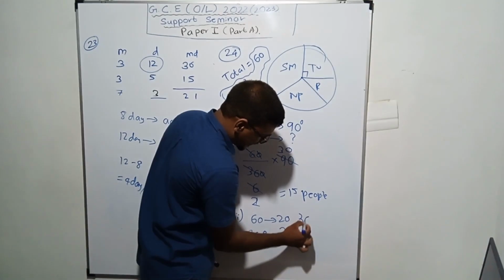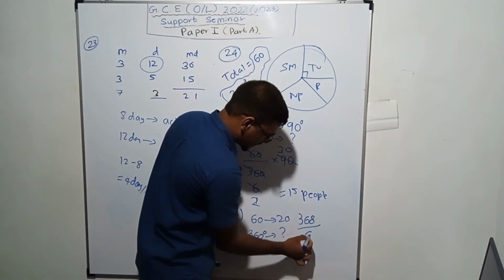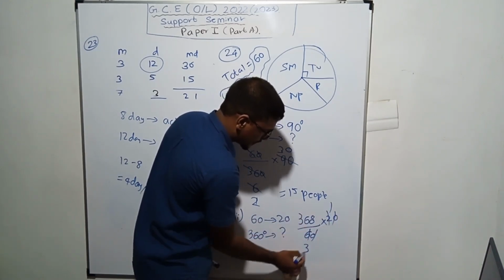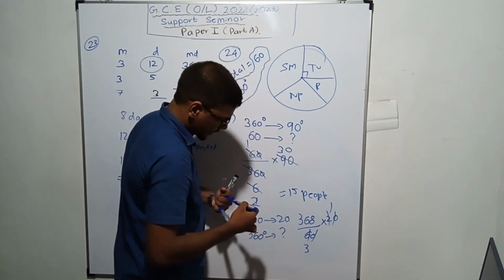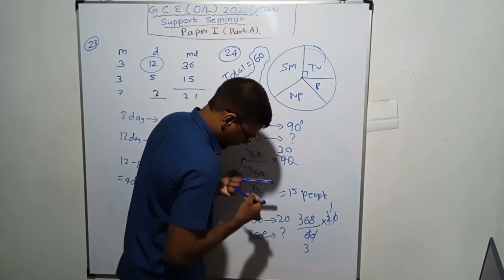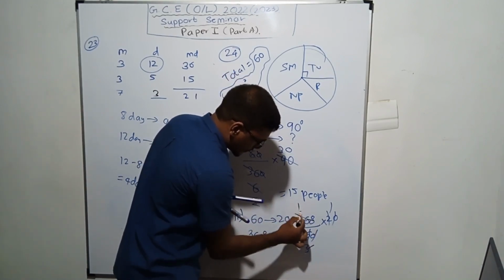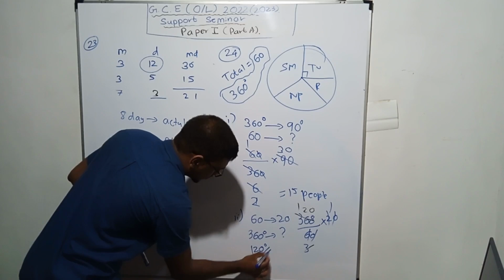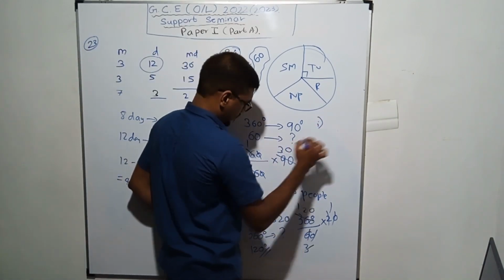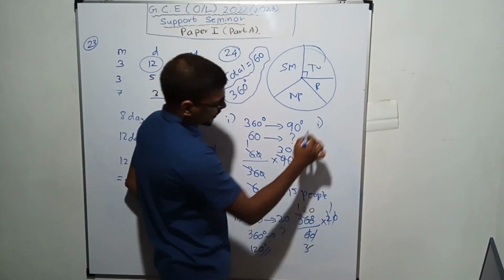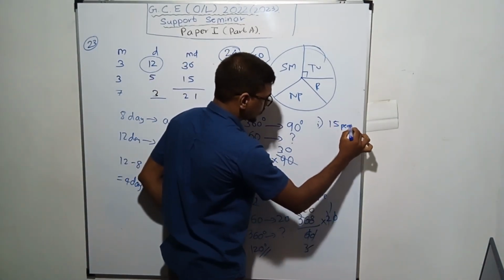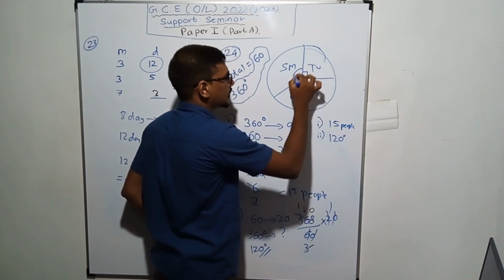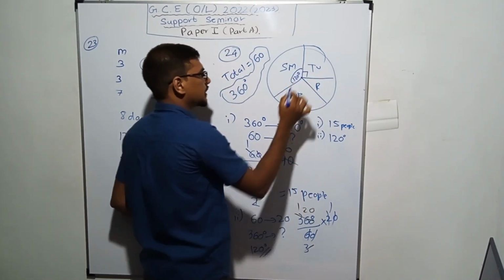Okay. 360 degrees should be divided by 60 multiplied by 20. 0, 0 cancel. 2 times 1, 2 times 3. Then 3 and 360 can be simplified. It is simplification, nothing else. 3 times 1, 3 times 1, 20. So the angle will be 120 degrees. So the answer for Roman number 1 was 15 people. Roman number 2, the answer is 120 degrees. Okay, I think it's clear.